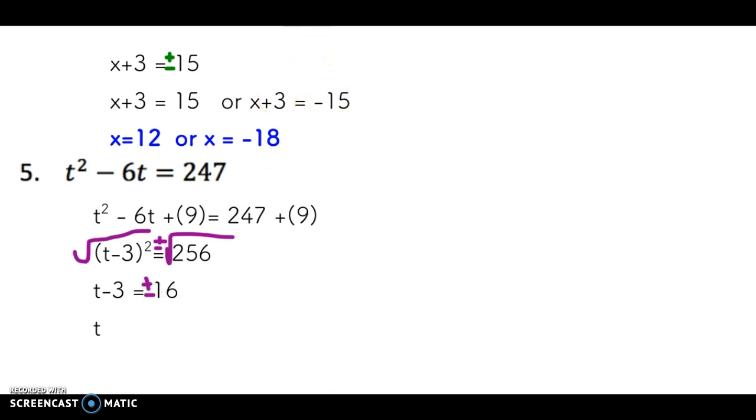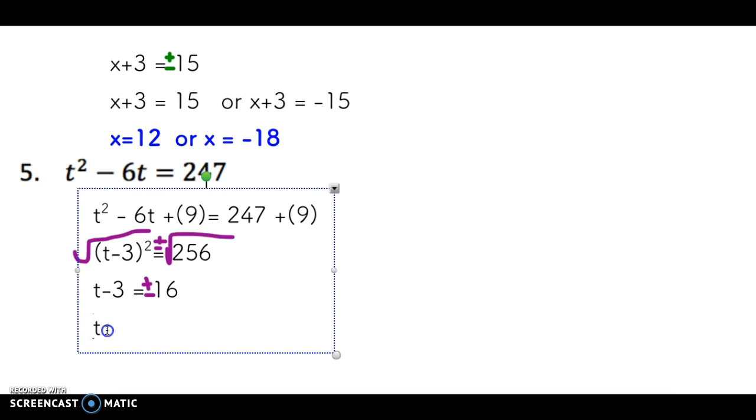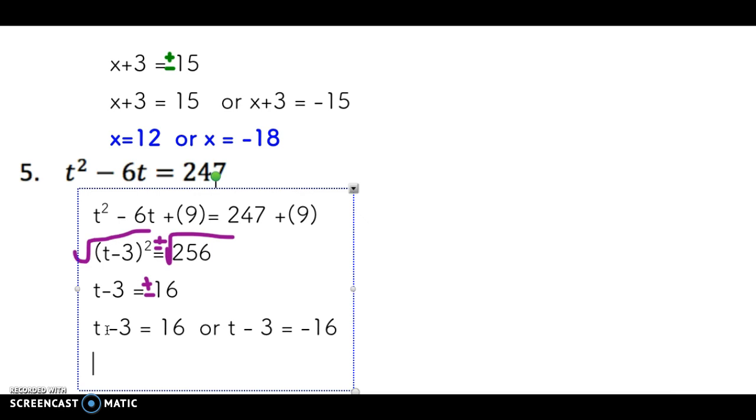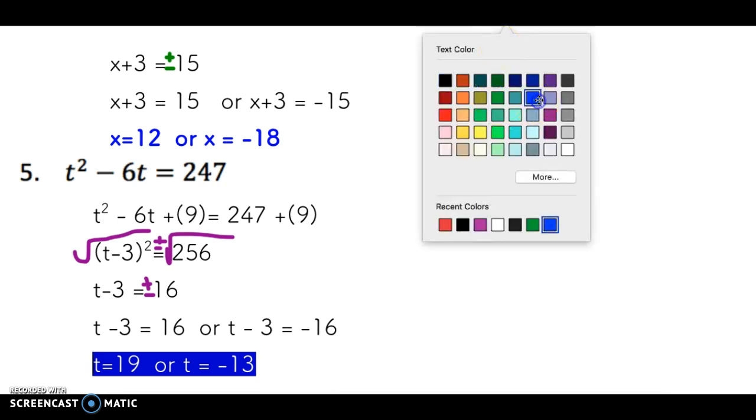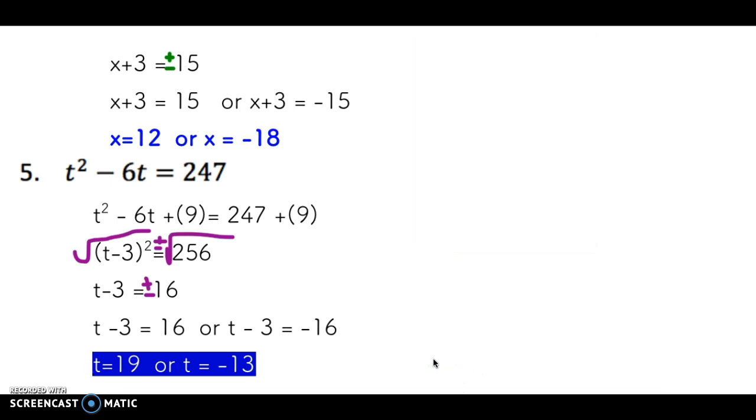So now all I have is t minus 3 equals 16, or t minus 3 equals negative 16. When you solve for t, you get t is equal to 19, or t is equal to negative 16 plus 3, which is going to be negative 13. Sorry guys, 16 plus 3 is 19. Okay, so bold that. And that is our final answer.